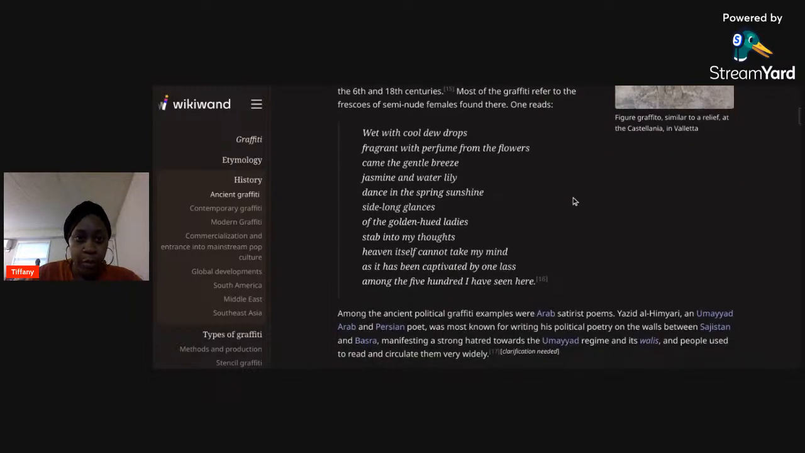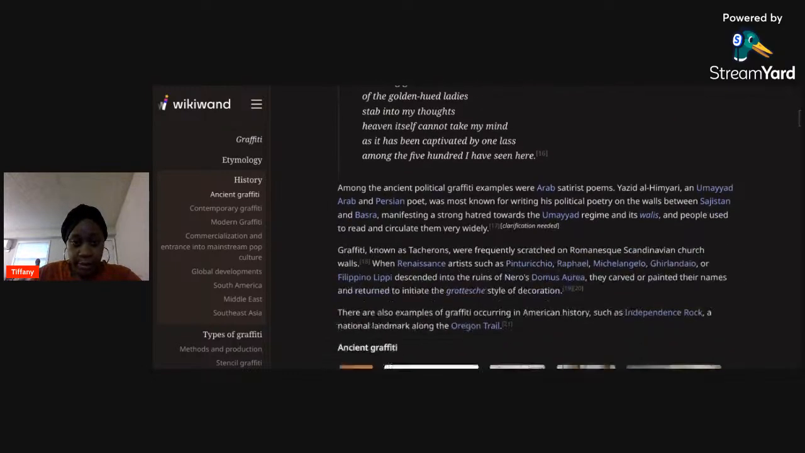One reads, "Wet with cool dew drops, fragrant with perfume from the flowers, came the gentle breeze, jasmine and water lily dance in the spring sunshine, sidelong glances of the golden hued ladies stab into my thoughts. Heaven itself cannot take my mind, as it has been captivated by one lady among the 500 I have seen here." That's interesting.